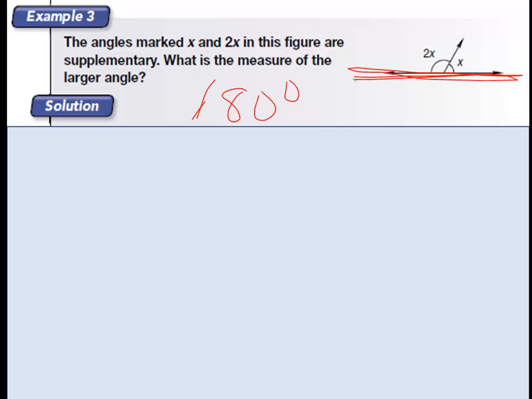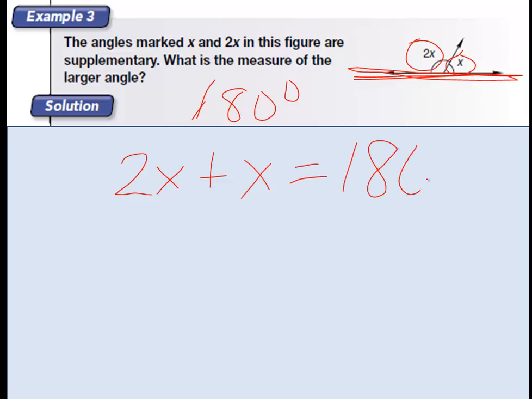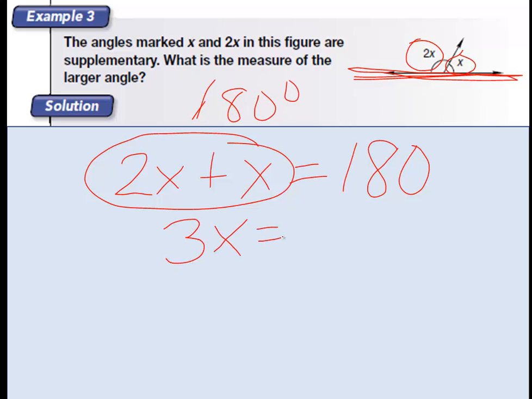But it's not giving me a number, Mr. Thompson. I can't do this. Well, you can do it, okay, if you set it up. So you've got 2x plus x is 180, right? Can't you do that? You can do that, right? And now we know, because we've been combining terms for a couple of weeks now, that 2x plus x equals 3x. So 3x equals 180.